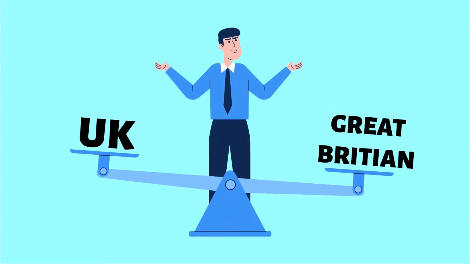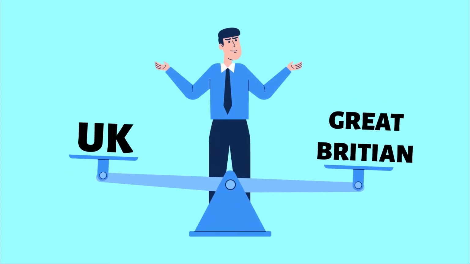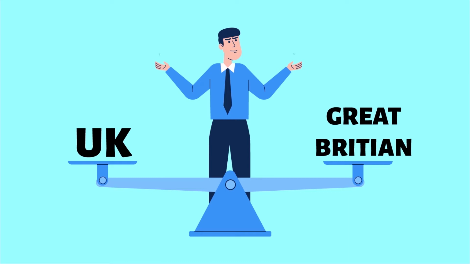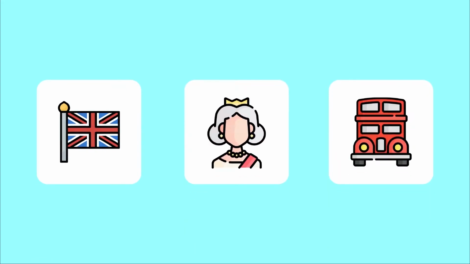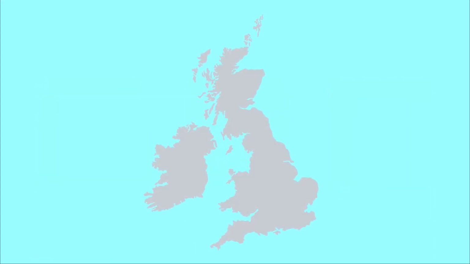The names Great Britain and the United Kingdom are often used interchangeably. However, they are not actually synonymous. The reason for the two names and the difference between them has to do with the expansive history of the British Isles. First, let's be clear with the map.